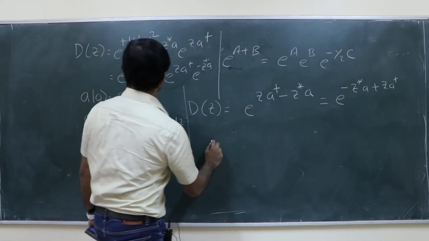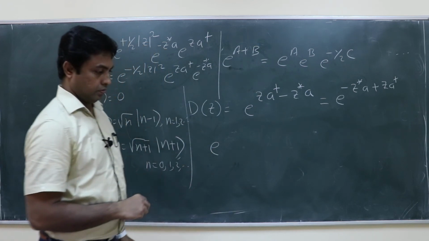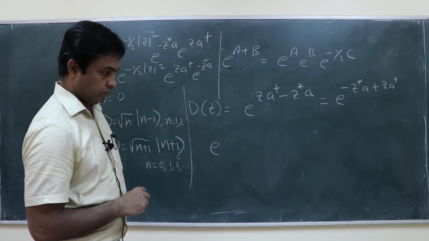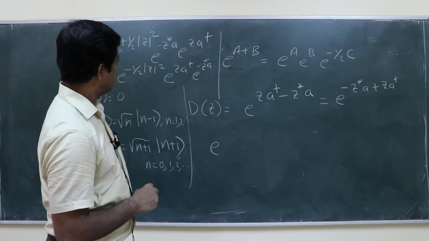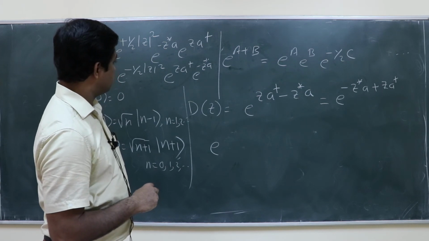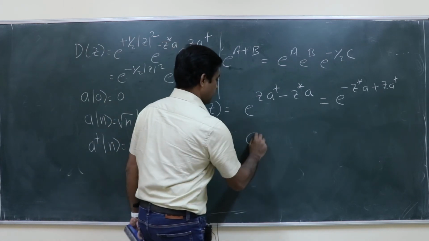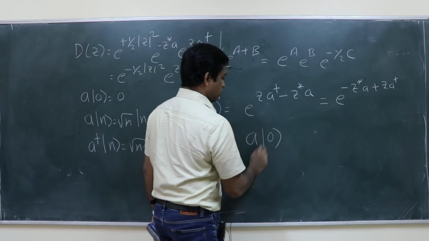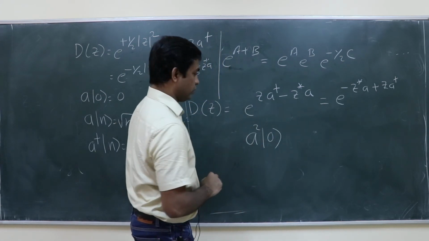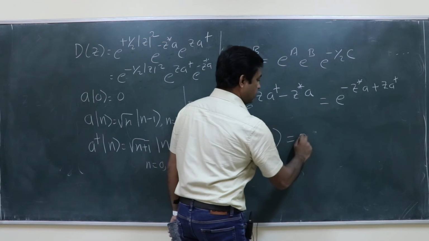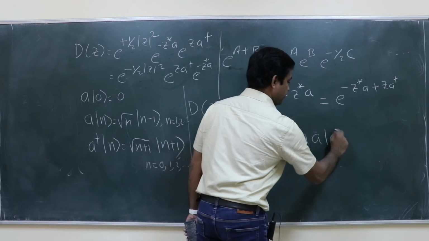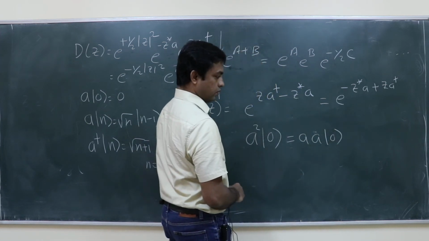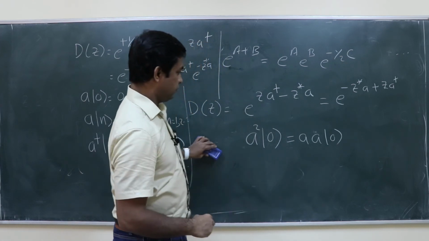Sir, can I ask how A squared acting on ket 0 is equal to 0? A squared acting on ket 0 you want to do, right? So this is equal to A into A acting on ket 0.